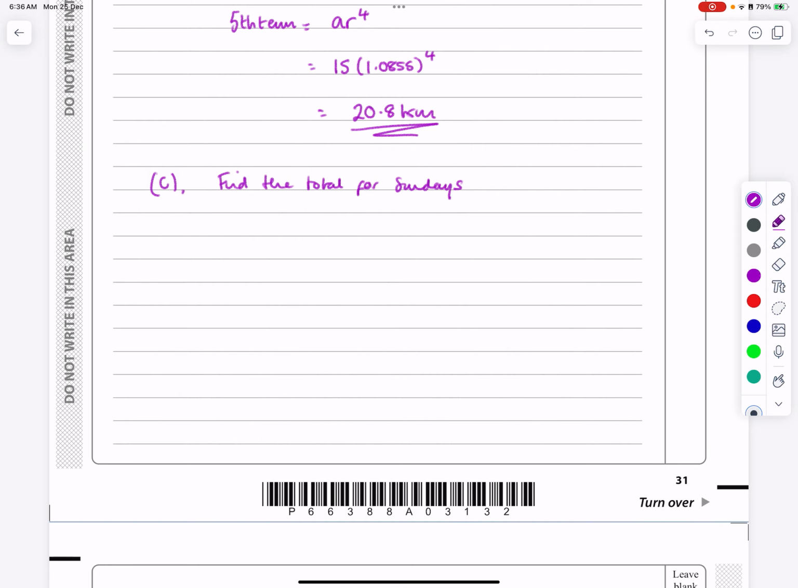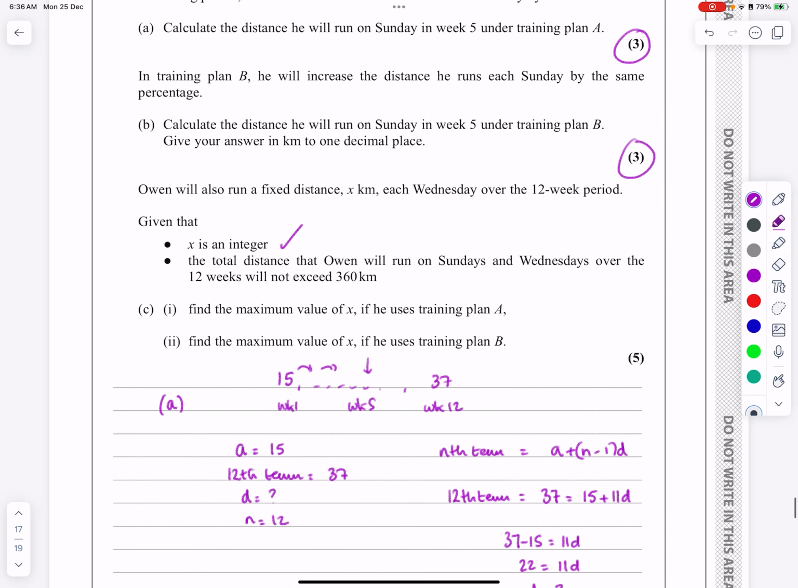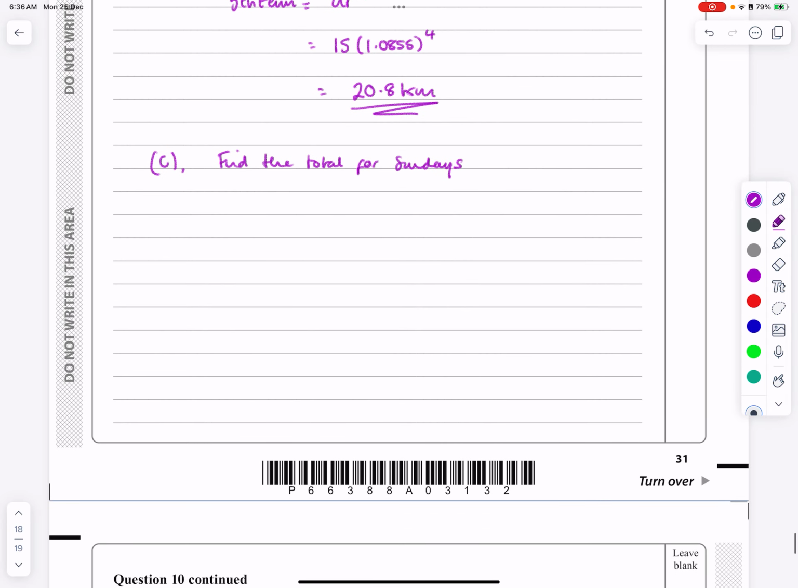So this is C part 1. Let's find out how far he travels on the Sundays. We've got that a was equal to 15, n was equal to 12, and d was equal to 2. And I want to use this formula: Sn is n over 2, so I'm getting marks for this, (2a + (n minus 1)d). I'm still not absolutely convinced I know the rest of it, but I can get these marks.